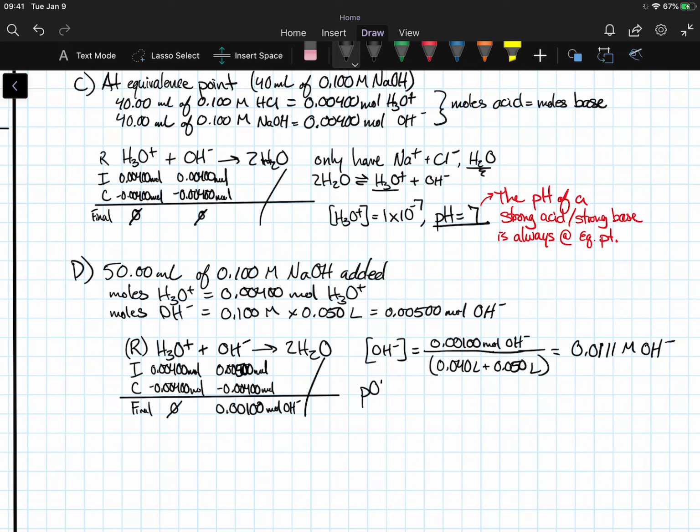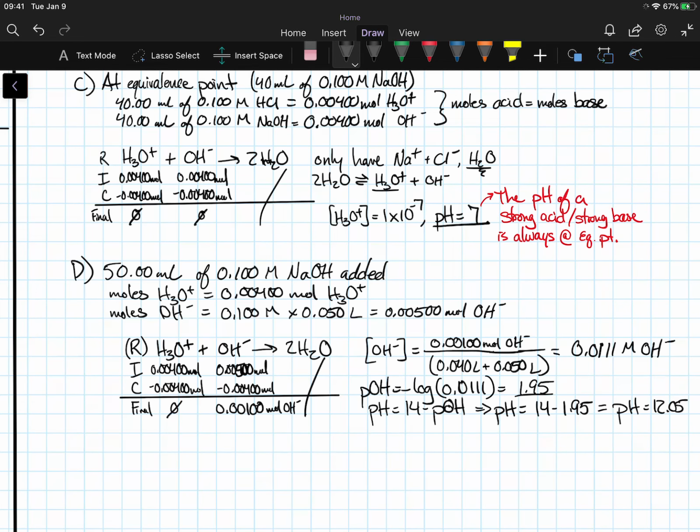We take the negative log of that. So our pOH is going to be the negative log of 0.0111. So our pOH is 1.95. Our pH is equal to 14 minus the pOH. Remember, pH plus pOH is equal to 14. So pH is 14 minus pOH, so our pH is equal to 14 minus 1.95, and we end up with pH equal to 12.05.